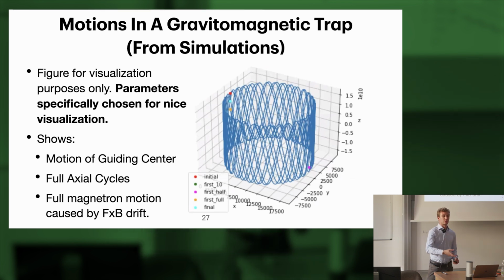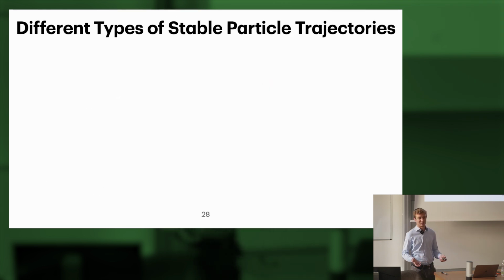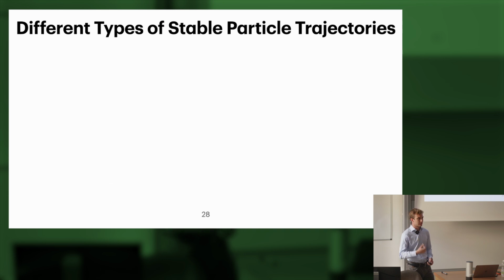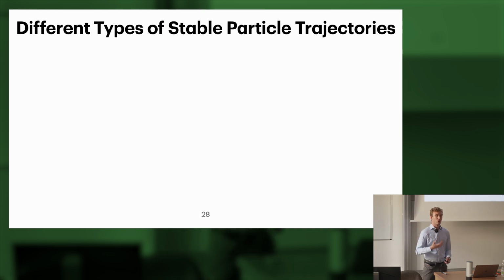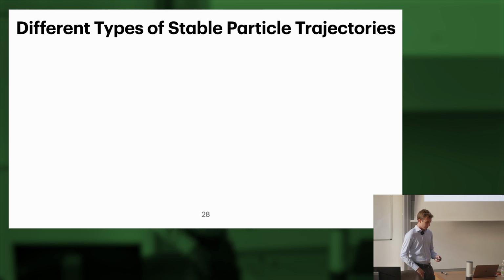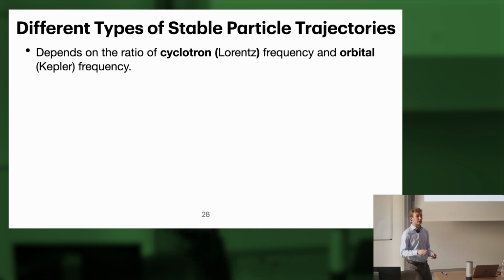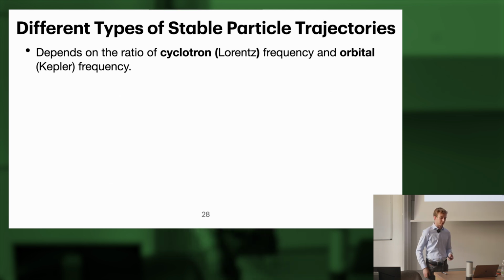But what do these two slides tell us? Well, there are different types of stable particle trajectories. That's what they told us. But what makes the particle trajectories so different? Why can we, in some cases, see only the cyclotron motion and an F cross B drift, while in other cases we can see all the motions, or sometimes cyclotron motion is not visible? Well, it depends on the ratio of the cyclotron frequency and the orbital frequency. And the orbital frequency is the frequency at which the black holes rotate around each other.